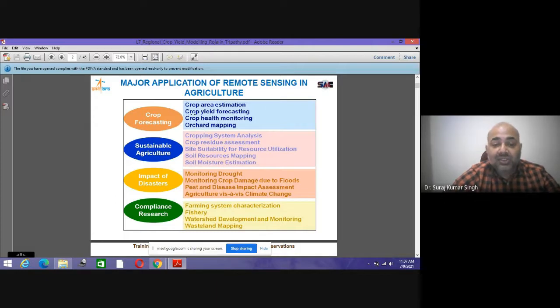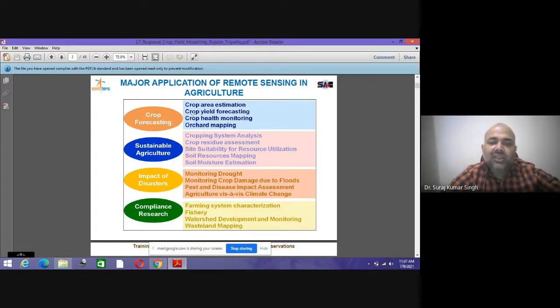The second one is crop yield forecasting. Like I've already said, right now we are having a rainy season, and during the rainy season we do kharif cultivation. So we'll be seeing what kind of cultivation different states are performing, whether the monsoon has onset or arrived, and what the expected yield is that we are going to have.